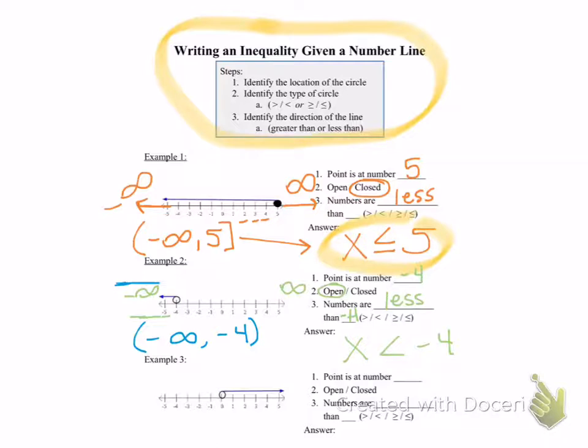Alright, example number 3. This point is at 0. And it is an open circle, and the numbers are greater than. Because if we have 0, we have 1, 2, 3, 4, 5. We can see all of those numbers are bigger or greater than 0. So the next thing, we've got our answer. We've got x and we have 0. Well, if we know that x is greater than 0, that's what we need to put. So x is greater than 0, and it does not have that equal to line because it is an open circle on this graph.